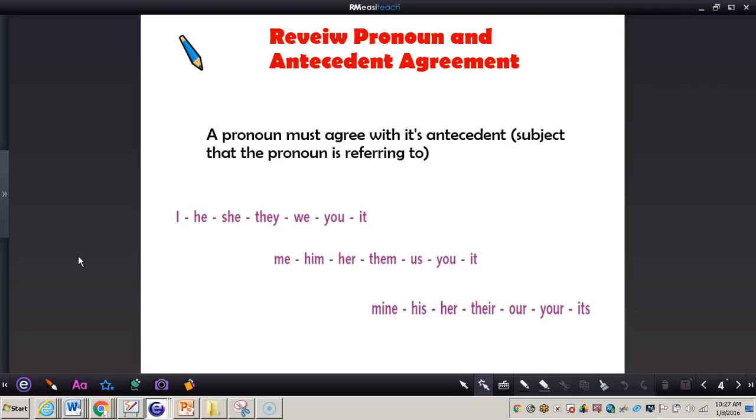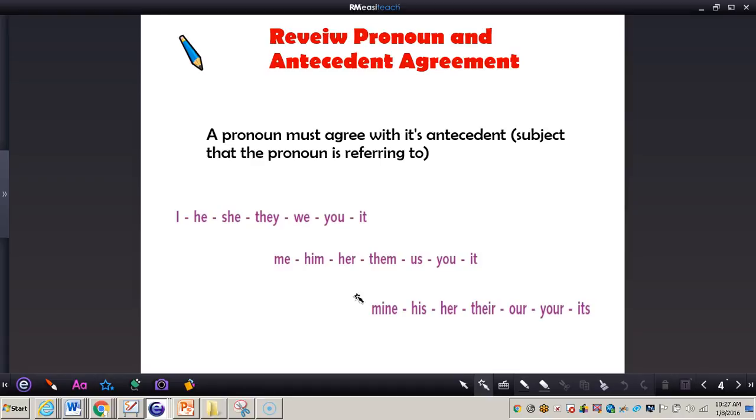In this video, we're going to continue to take a look at pronoun and antecedent agreement. Now remember that a pronoun must agree with its antecedent, or the subject that comes before it. Here are examples of pronouns: I, he, she, they, we, you, it, me, him, her, and so on. Those are all examples of pronouns, and they must agree with their antecedent, and that's the subject that the pronoun is referring to.